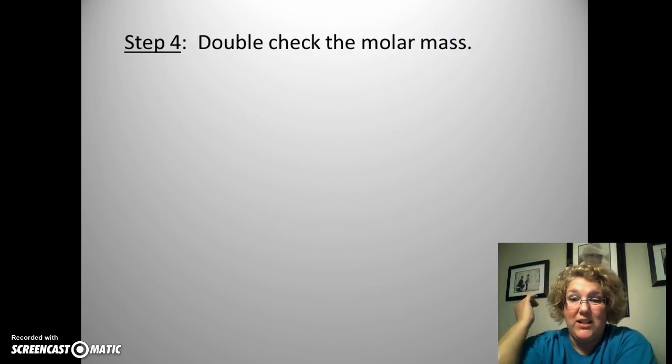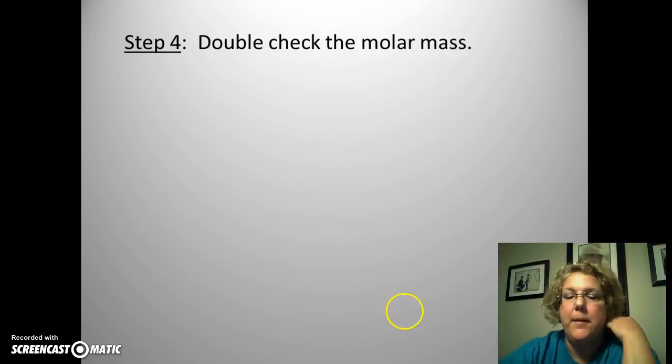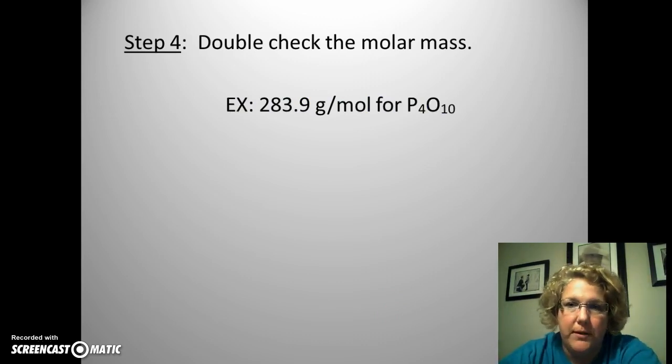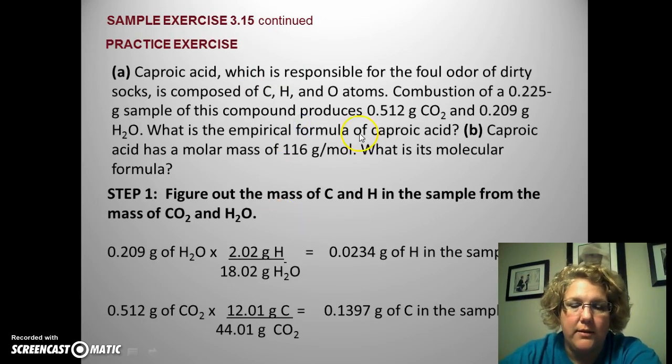And then you can kind of check your answer too. If you add up the mass of your molecular formula, your P4O10, you'll get the mass given in the problem if you've done it right. All right, so here is the headache ones, where it tells us that combustion of a sample of this size produces this much CO2 and this much water. How do you figure out the empirical?